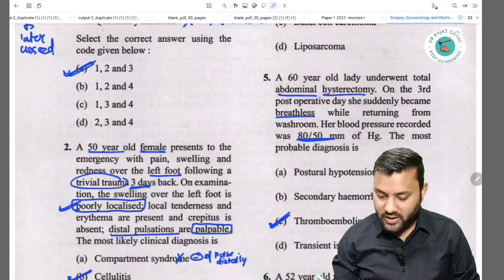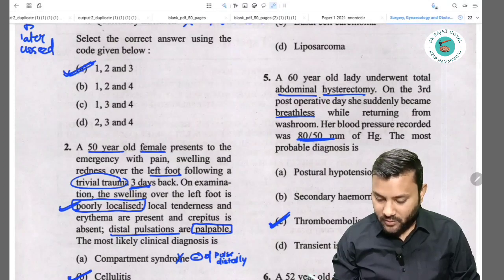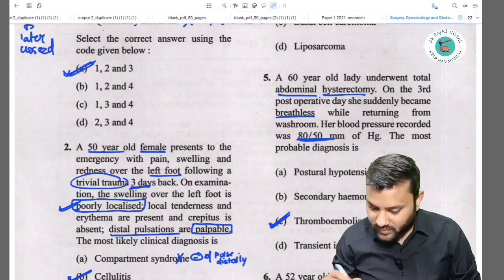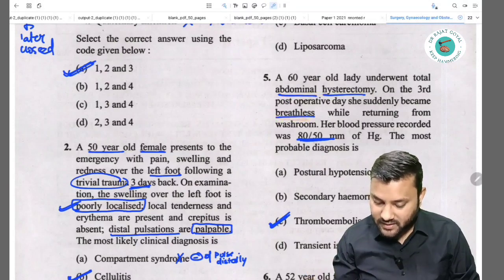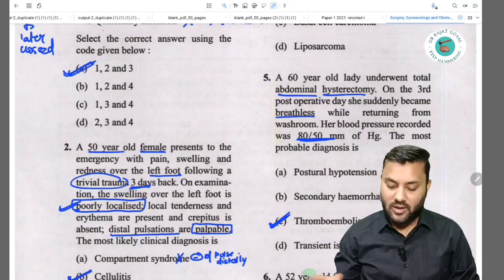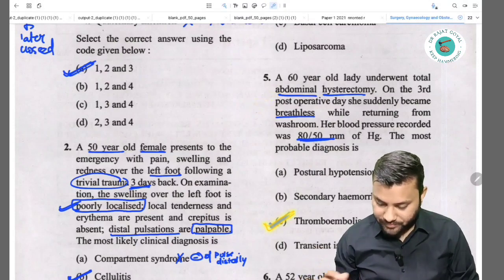A 60-year-old lady underwent total abdominal hysterectomy. On the third post-operative day, she suddenly became breathless while returning from the washroom. Her blood pressure recorded was 80 by 50 mm of mercury, and the most probable diagnosis is... So there is a history of abdominal hysterectomy, and on the third day sudden breathlessness is there. So it is a case of thromboembolism, which occurs generally after any surgery. So the answer here will be thromboembolism.